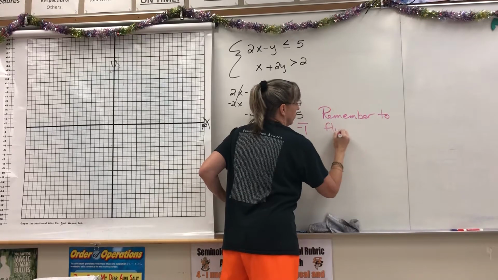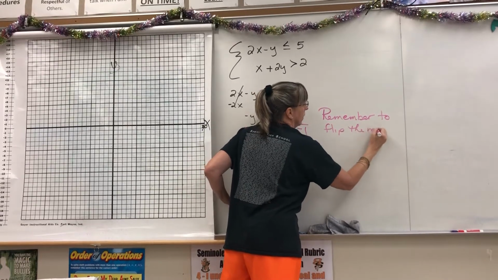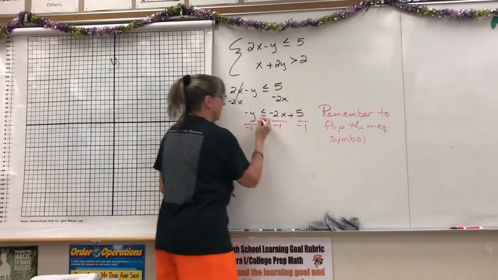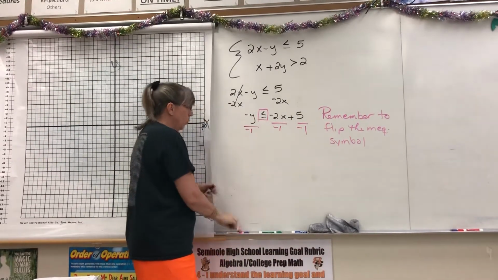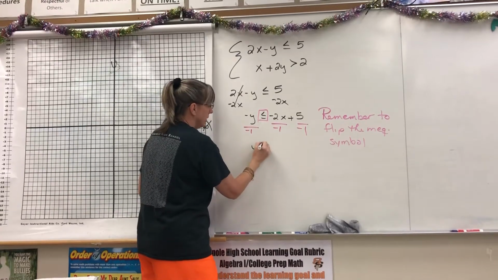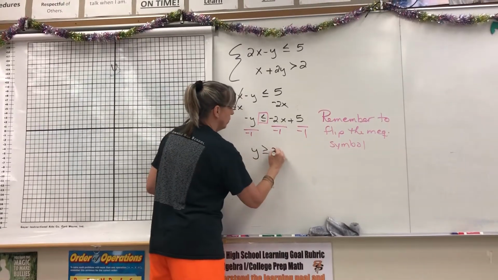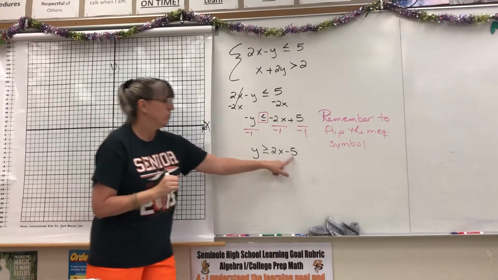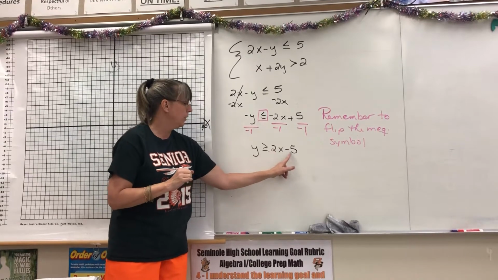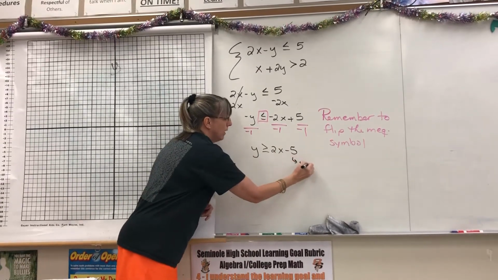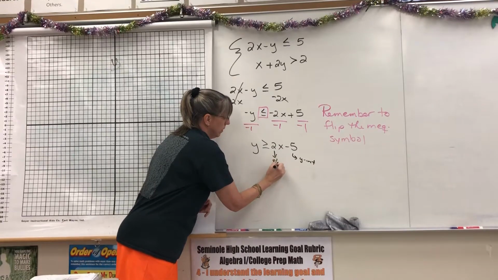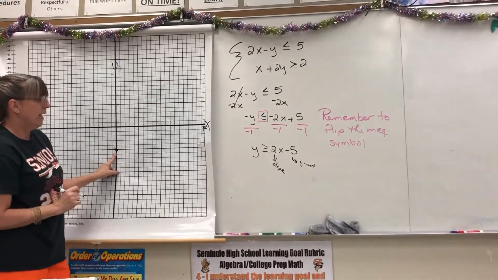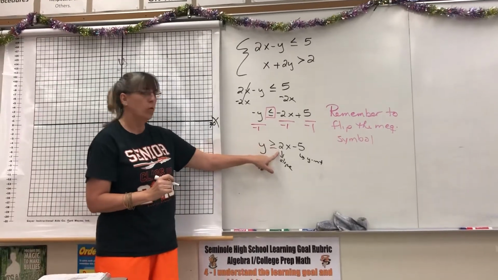Remember to flip the inequality symbol. Okay? So maybe highlight that if you want. y is greater than or equal to 2x minus 5. So let's graph this. mx plus b, y-intercept, slope. So start at -5, put a dot, and our slope is 2 over 1.